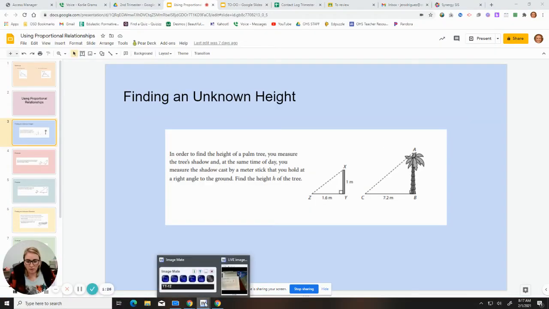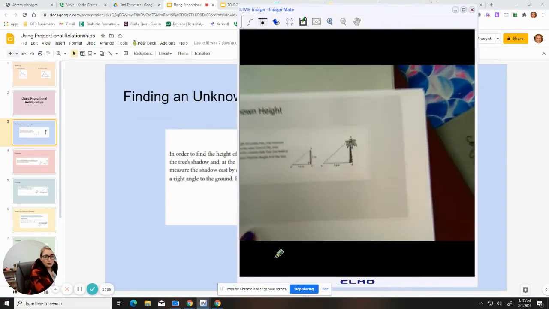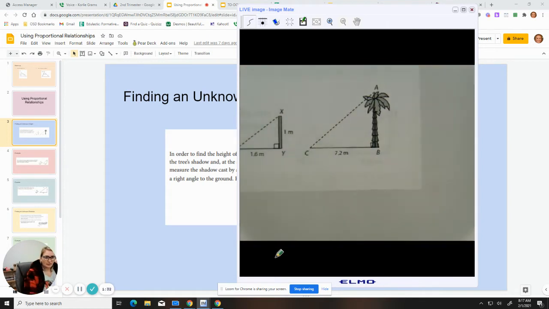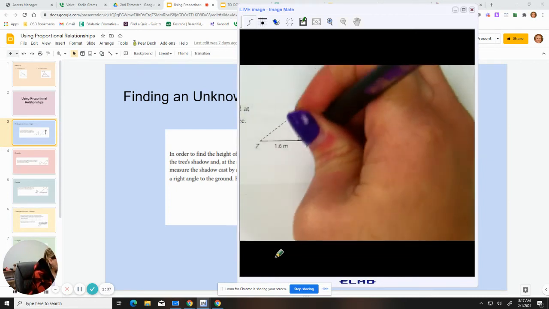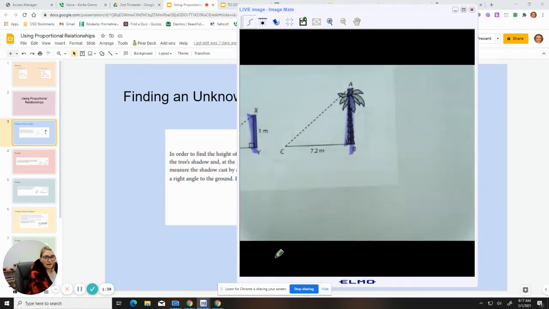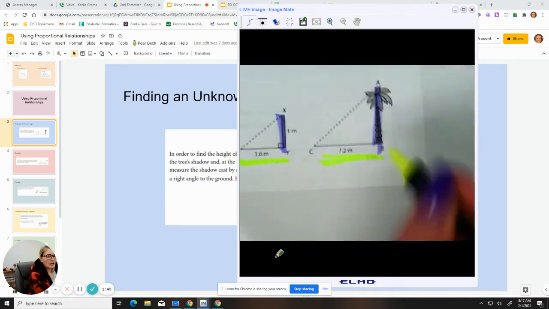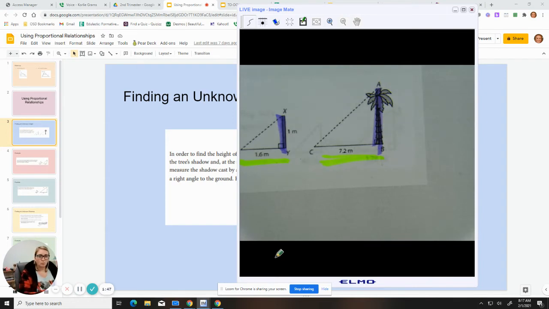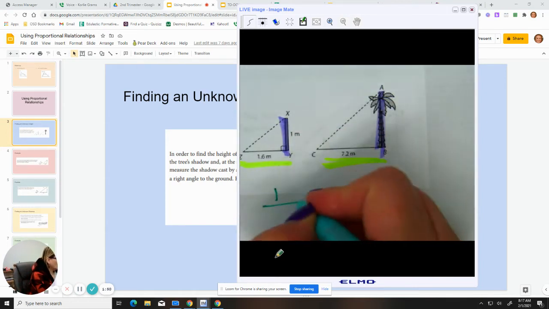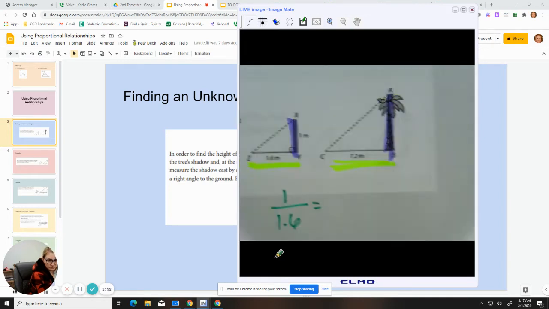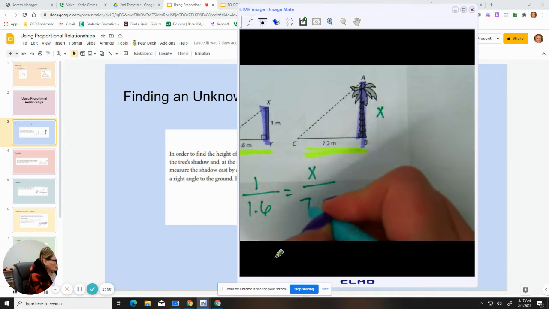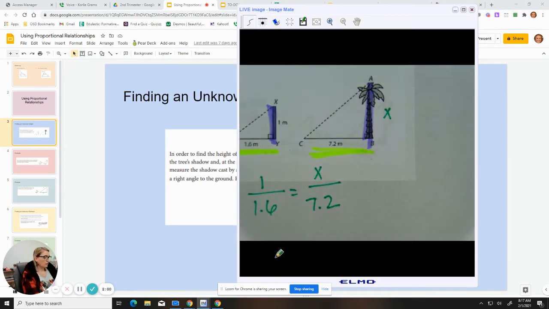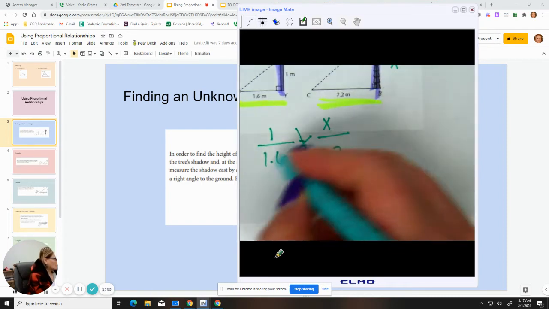So I'm actually going to pull up this other, we'll zoom in here quite a bit. So again, like we have been doing, we're going to keep the same sides the same. So height and shadow. So we are going to say the height over the shadow for the small triangle. And we're going to call this X, the height over the shadow for the big triangle. And then we are going to cross multiply and solve.